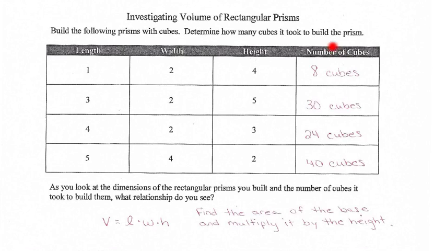So here you should see that it took you 8 cubes for the first one, 30 cubes for the second one, 24 cubes for the third one, and 40 cubes for the last one. And what relationship do you see? You should have found that you found the area of your base, and then you multiplied it by the height. And so your volume formula is length times width times height, or the area of your base times your height.